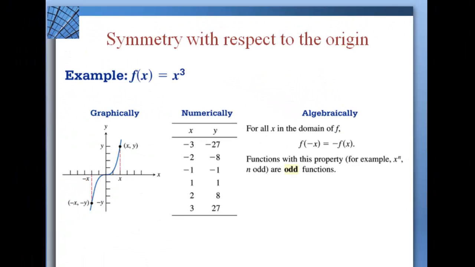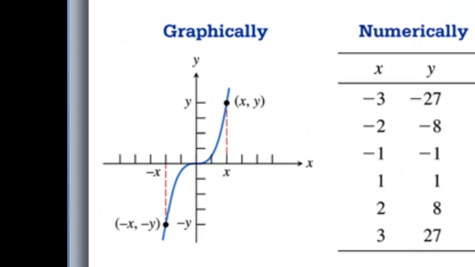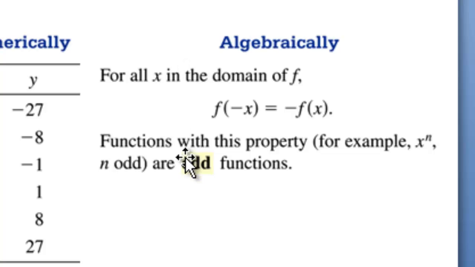And the third kind of symmetry we're going to look at is symmetry with respect to the origin. For example, f of x equals x to the third. Graphically, it'll look like this. It is symmetrical with respect to the origin, meaning we can flip it around the origin and we would end up with the same thing. Numerically, we have -8, -27, -8, 1, 1, 8, 27. It is symmetrical there.